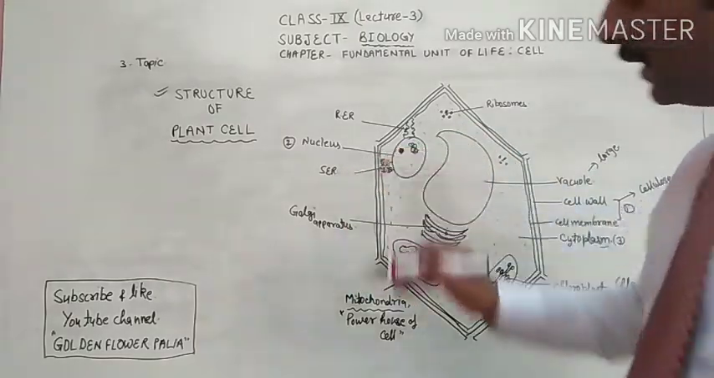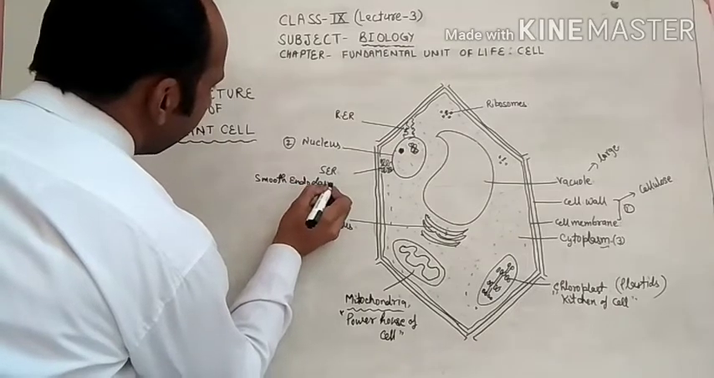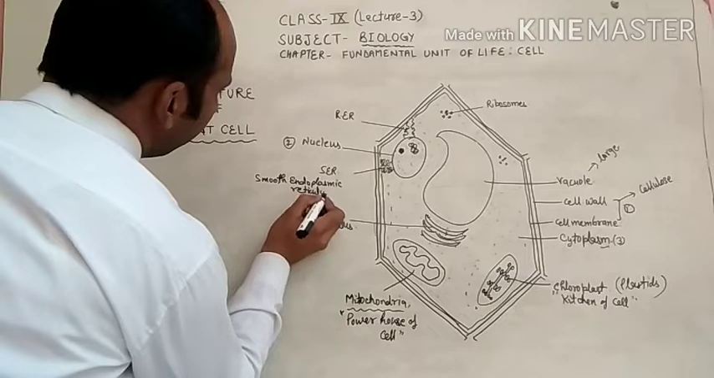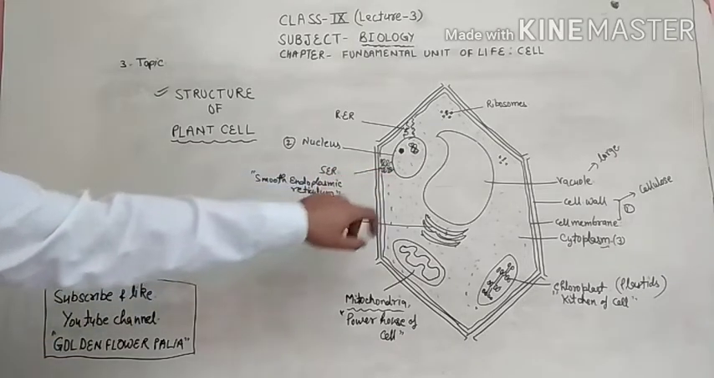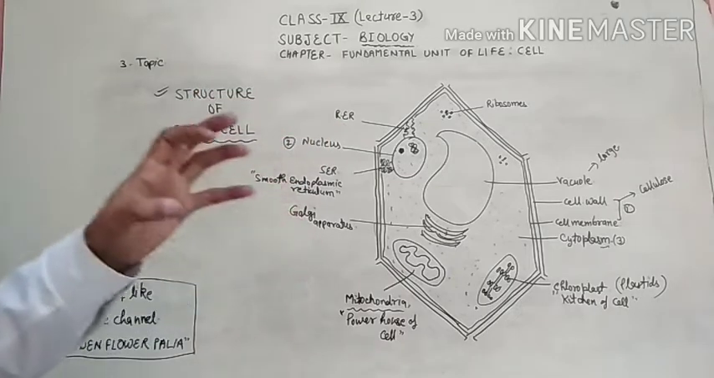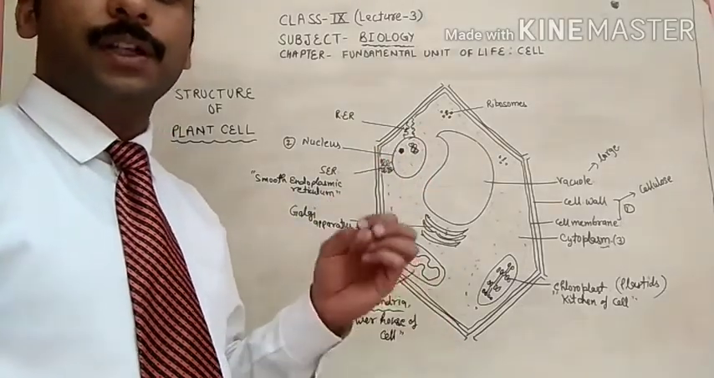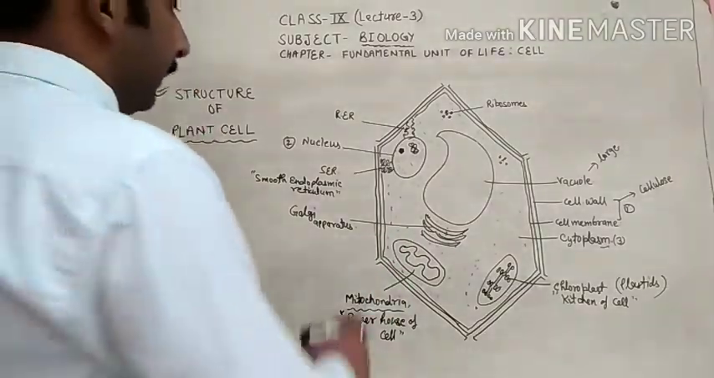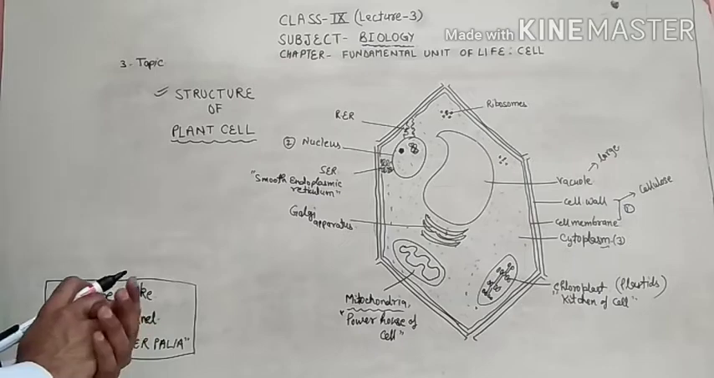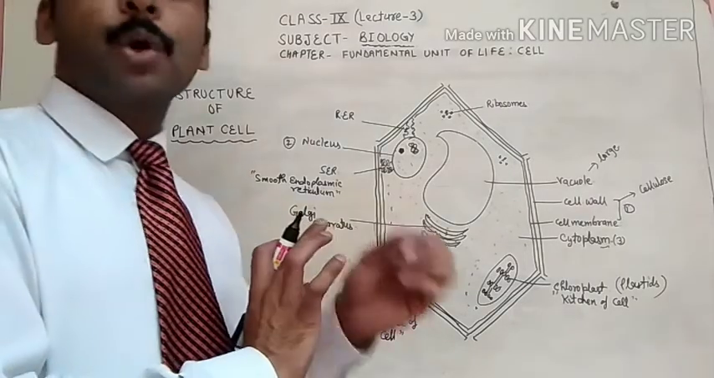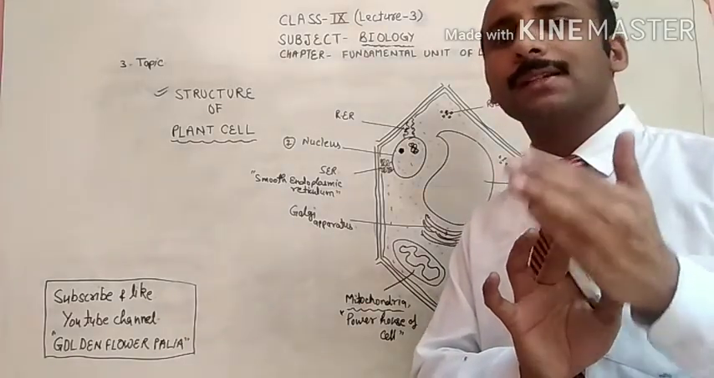From the nucleus, this is called SER. SER means smooth endoplasmic reticulum. This is the full form of the SER. This is called smooth endoplasmic reticulum, and this is called rough endoplasmic reticulum, because on the rough endoplasmic reticulum the ribosomes are present. So due to the presence of the ribosomes, they are considered as rough endoplasmic reticulum, and these two, rough and smooth endoplasmic reticulum, help in the transport of different substances in the cell, and they also help in the process of protein synthesis. The rough endoplasmic reticulum, due to the presence of the ribosomes, helps in the protein synthesis of the cell.